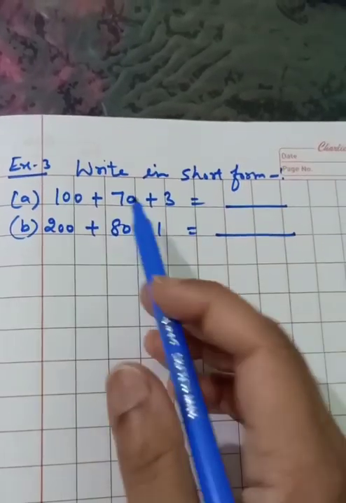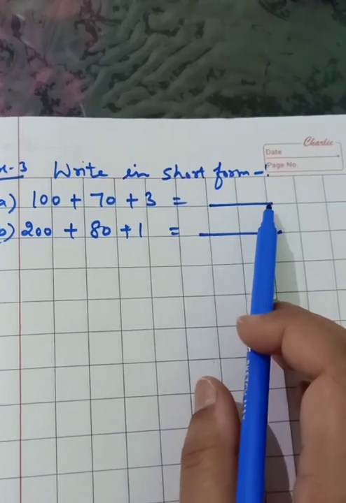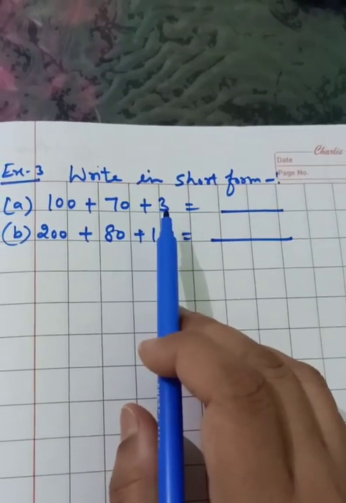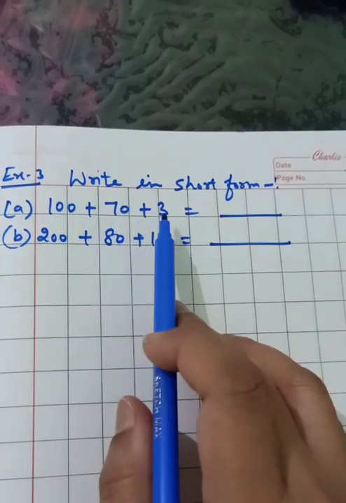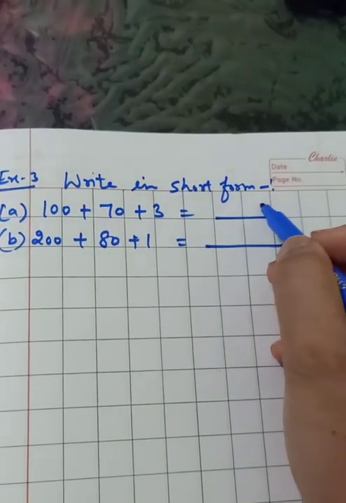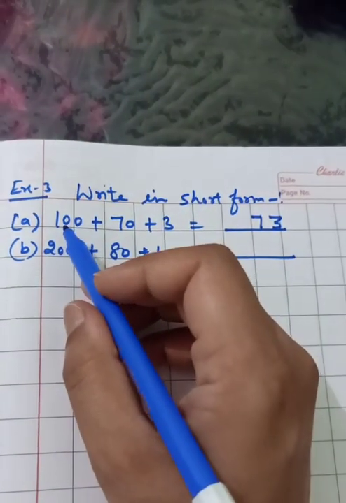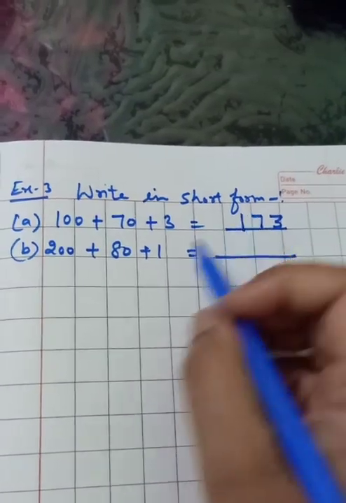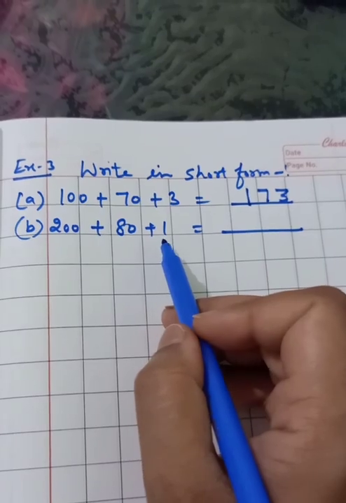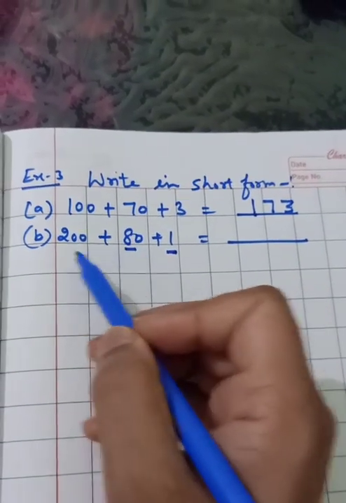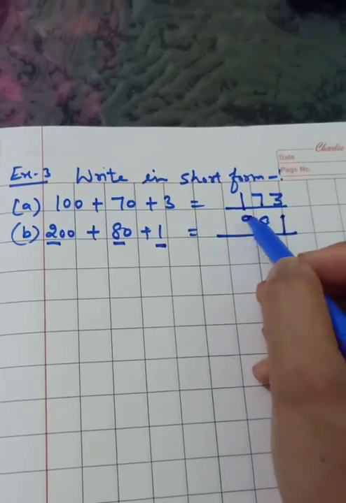Our next question is how to write in short form. Now the expanded form is given to you. You need to write it in short form. It's very easy. Here what you need to do is write all the digits of the places. So as you can see here, 3 is on ones, 7 is on tens and 1 is on hundreds place. Here also in the next example, 200 plus 80 plus 1, you need to write all the digits of the places starting from ones. And this is the answer.